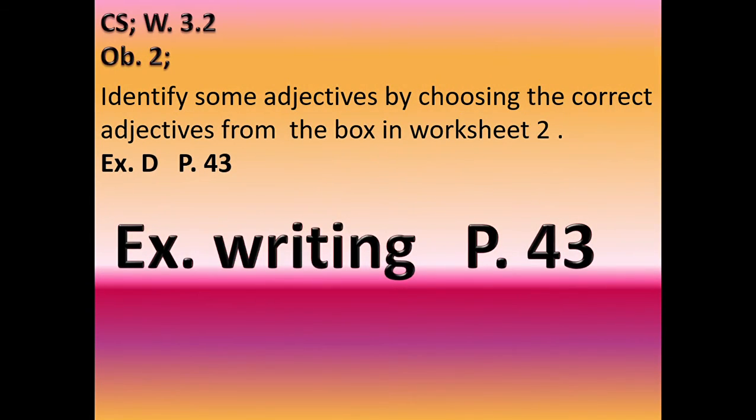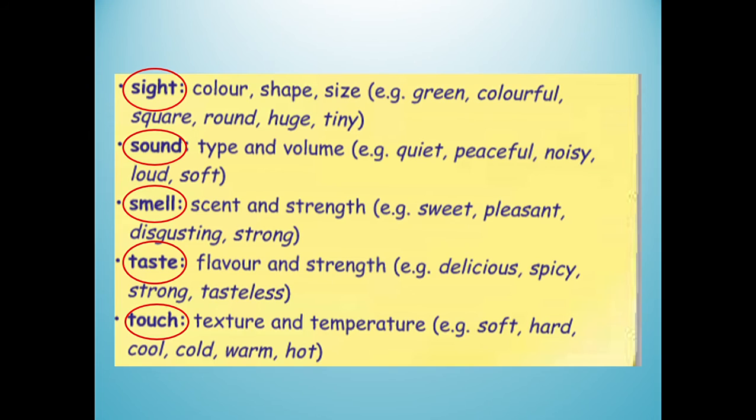Let's move to objective 2. Identify some adjectives by choosing the correct adjectives from the box, page 43. For sight, you can describe the color, shape, size. For example, green, colorful, square, round, huge, and tiny. For sound, the type and volume: quiet, peaceful, noisy, loud, or soft.